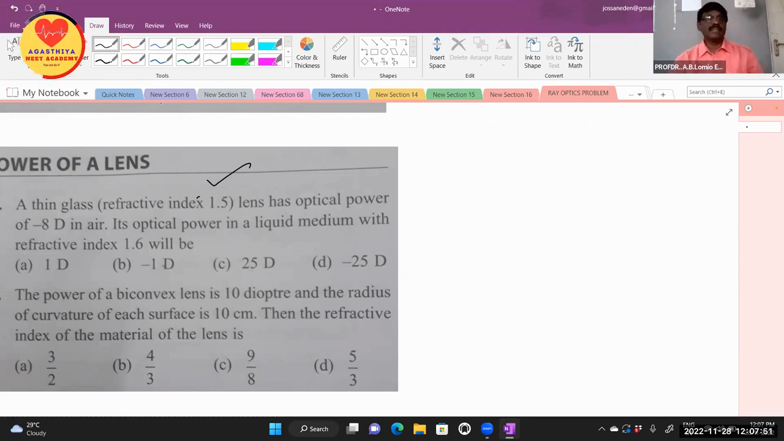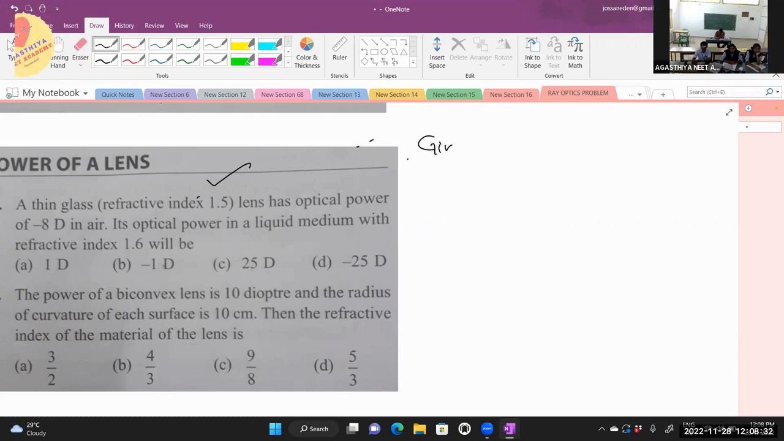This is a comparison. The problem consists of two cases. First case, the power and refractive index of the glass is given. In the first case, the lens is placed in the air. In the second case, the lens is placed in a liquid other than air. The liquid has the refractive index 1.6. So what would be the power of the lens when it is placed in the liquid of refractive index 1.6?